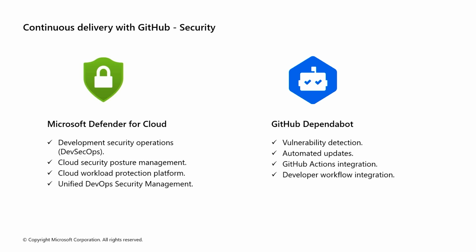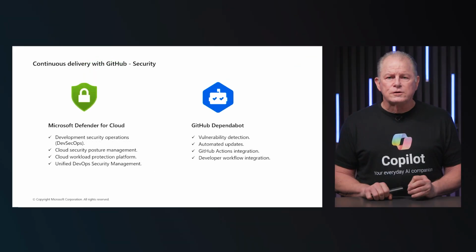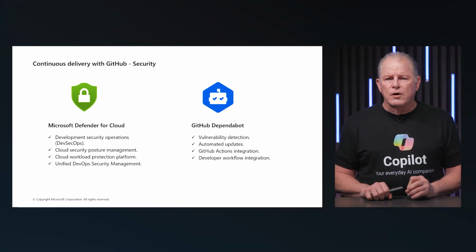GitHub Dependabot is a native feature of GitHub and helps you keep your dependencies up to date and secure. It automatically scans your repositories for vulnerable dependencies and provides alerts and automatic pull requests to fix them. Dependabot alerts you when your repository uses a dependency with a known vulnerability. This ensures that you are aware of potential security risks in your codebase.